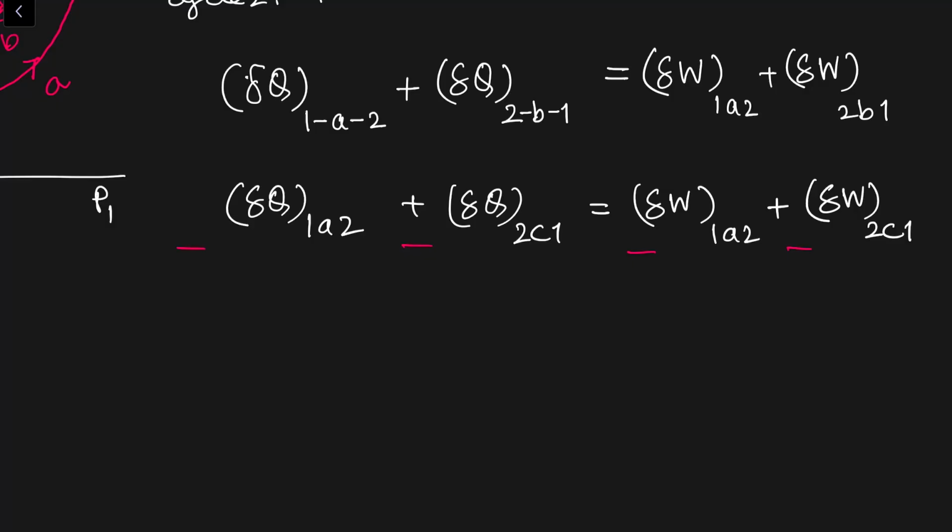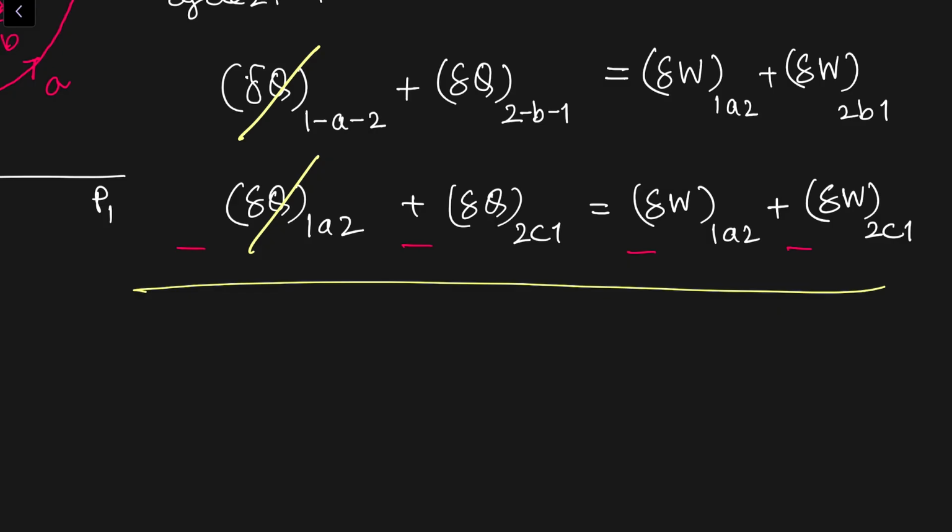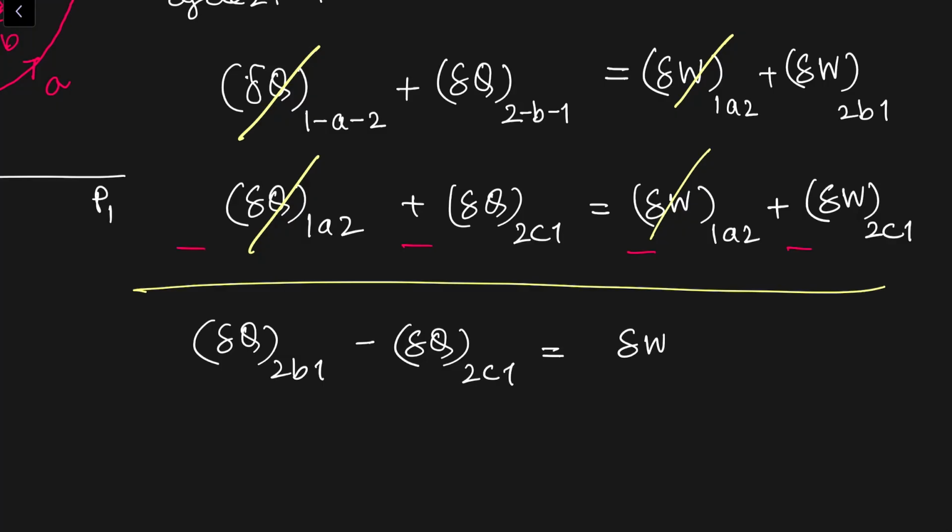So what we will get here, these two will cancel out, then these two will cancel out, and what we are left with is del Q 2B1 minus del Q 2C1 is equal to del W 2B1 minus del W 2C1.